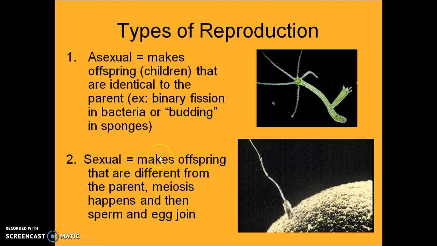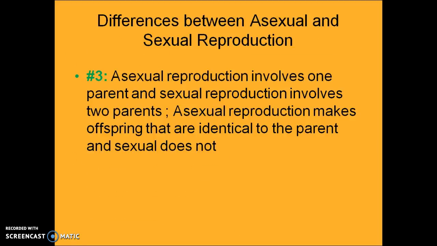Sexual reproduction is what humans use, and that makes offspring that are different from either parent, since there are two parents and they're contributing half the DNA each. So the offspring isn't identical to either parent. In order to create these sex cells, meiosis takes place in the testes in males and the ovaries in females, and then the sperm and egg are going to join during fertilization.